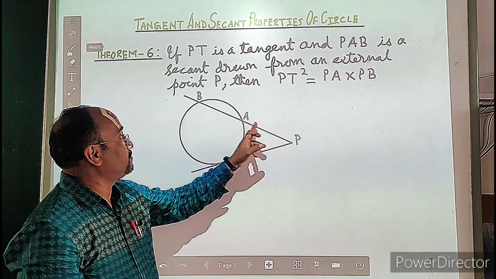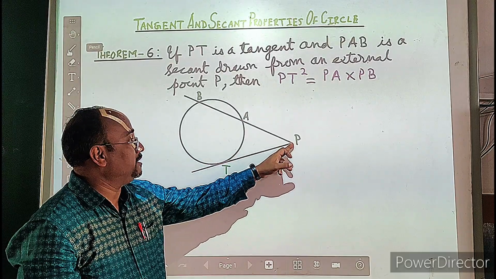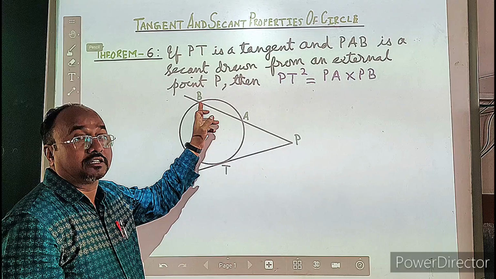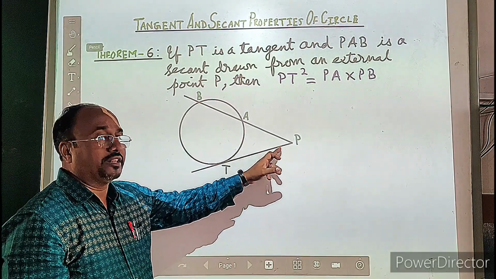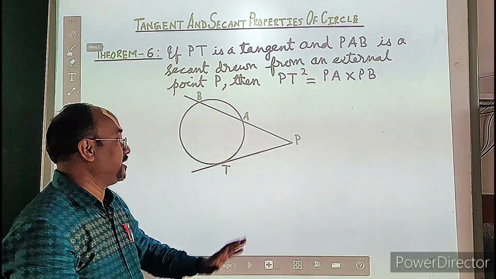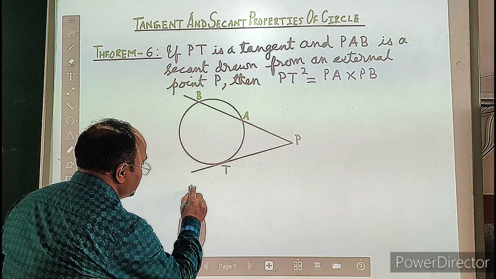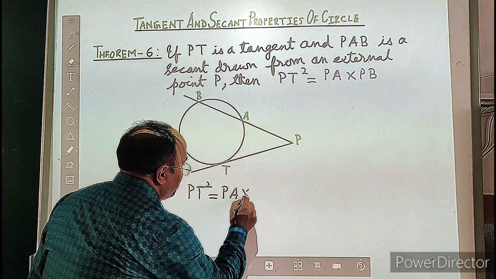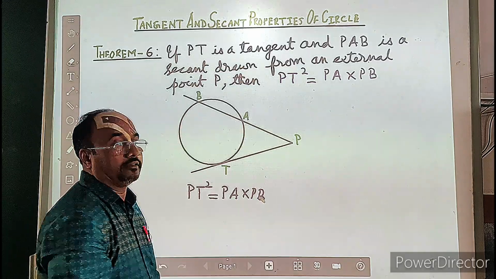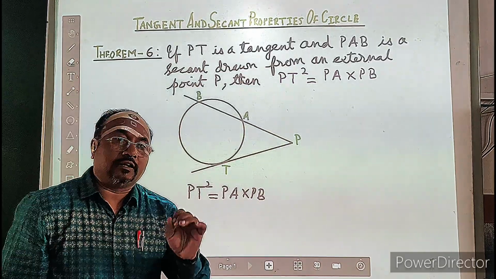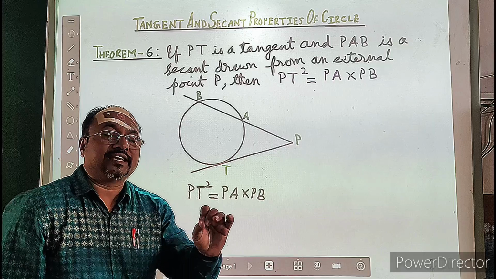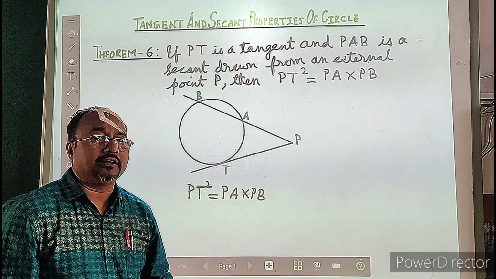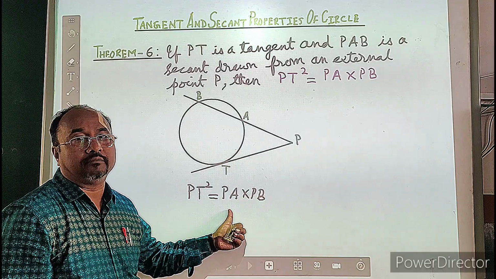So PA means the length from here to here and PB means from P to the point where it is touching the circle or cutting the circle. When this happens, always this relationship will hold, that is PT square will be equal to PA into PB. So if you find a tangent is given in the figure and the secant is given, and we have to find the length of any line segment, we can make use of this theorem.